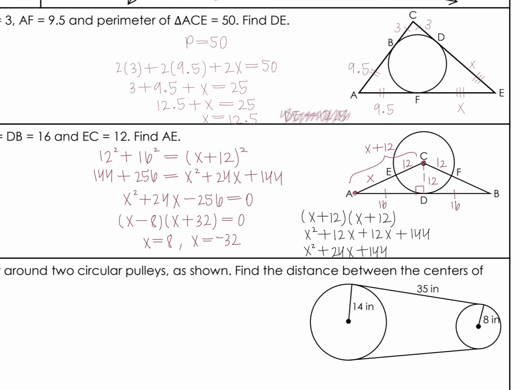Now, remember, x is a length. Okay, and so with that being said, we don't want anything negative because you can't have a negative length. So my answer for my x would just be that x is going to be equal to 8. And since they're asking for the length of AE as your answer, which I just called x, I can say that AE is going to be 8.